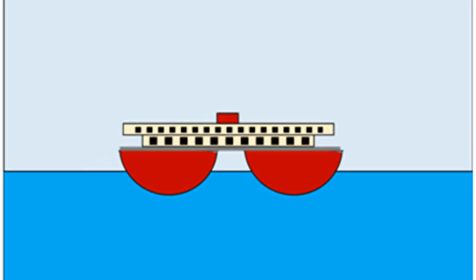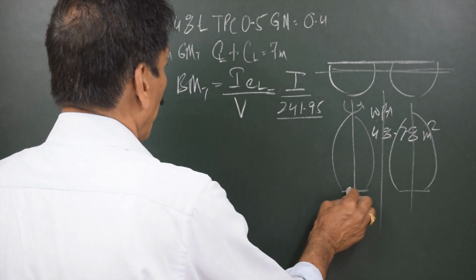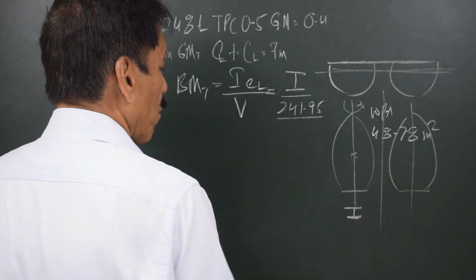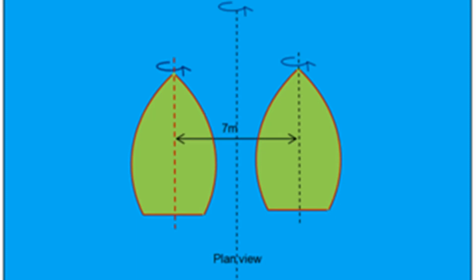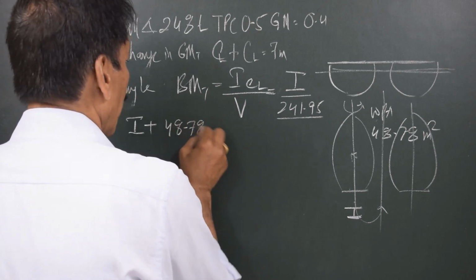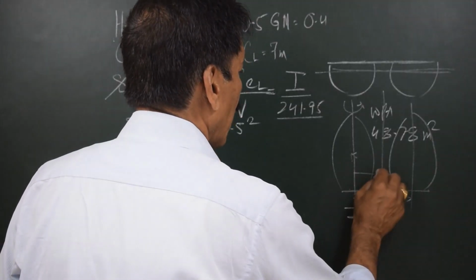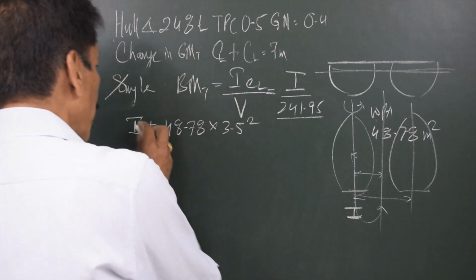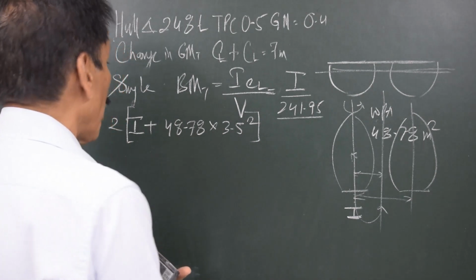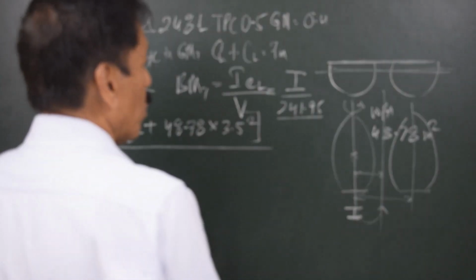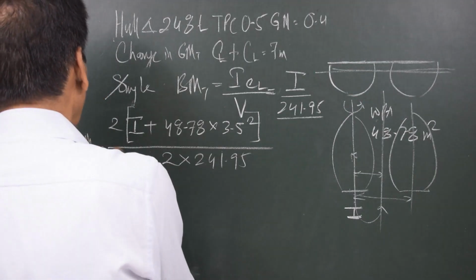So what is the moment of inertia of the combination about the common center line? Moment of inertia about its own centroid axis is I. If I take this moment of inertia to the center line, it will become I plus AD square. Area is 48.78 and D should be 3.5, squared, because center line to center line distance is 7 meters. So center line to common center line would be 3.5 meters. But this moment of inertia that comes from one hull has to be multiplied by 2. That is the total moment of inertia about common center line. Now this divided by total underwater volume. Total underwater volume should be 2 multiplied by 241.95. That is the total underwater volume, and this should be equal to new BM transverse.